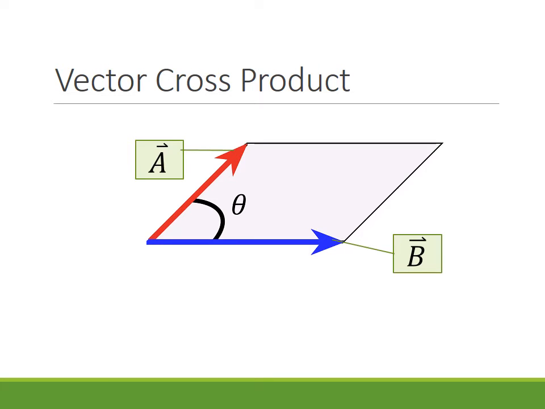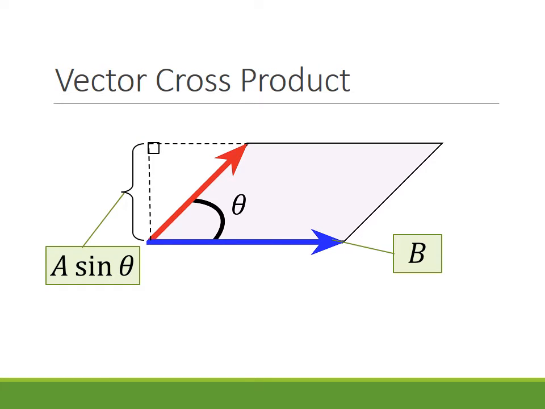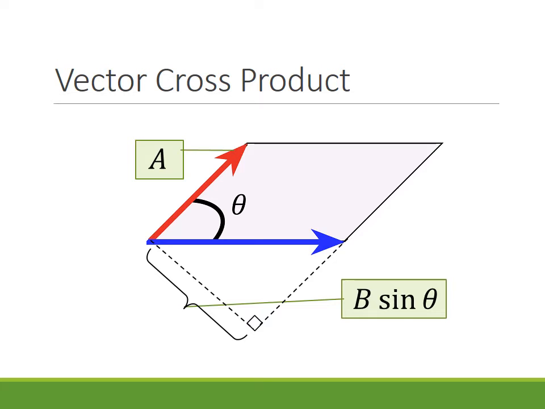With AB sine theta, one way to interpret this is to take A sine theta separate from B and to see that A sine theta is the component of A perpendicular to B. Or we could leave A as is and say B sine theta is the component of B perpendicular to A.